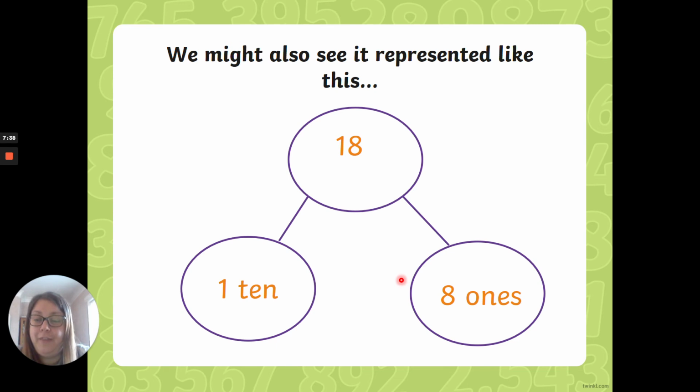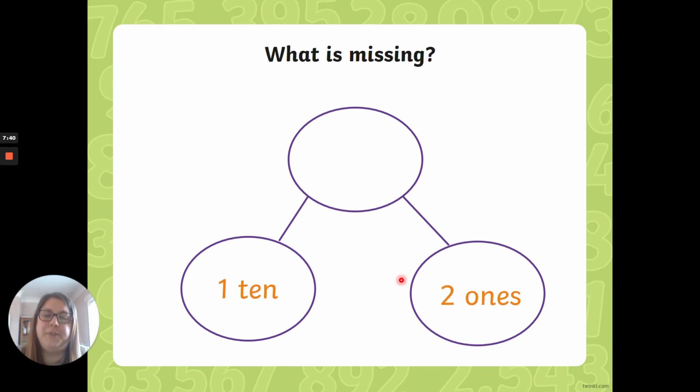So you need to either fill in the whole or the part. Off we go. So there, the whole is missing this time. Pause the video, draw your part whole model.